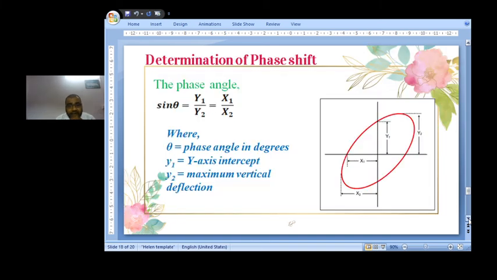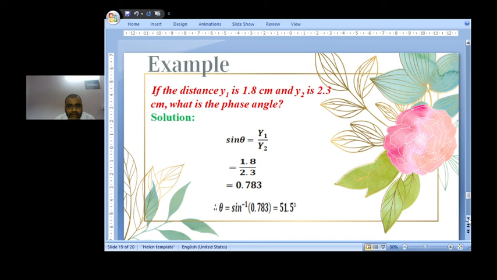This is the procedure of determining phase shift. When we get this ellipse, we measure y1 and y2 and x1 and x2, and the phase angle between the two input signals results from this ellipse. So this theta is the phase angle in degrees, and we can get it very easily with a CRO. This is an example.